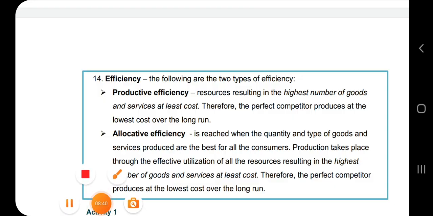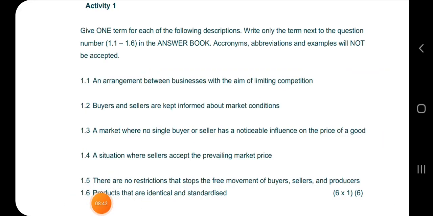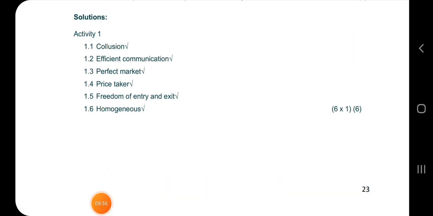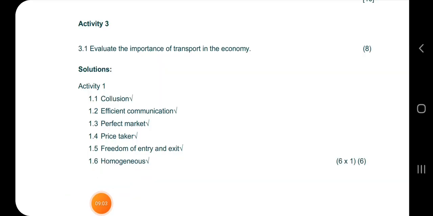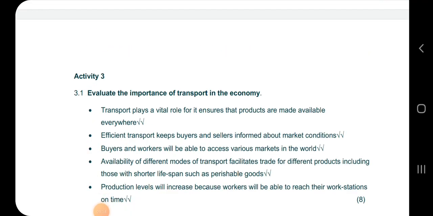Here is a quick activity which you can do, and you can just pause this video, do this activity, and I will pop the answers on screen. And this is the solution to that question. Hope you got it right. Let's do also activity 3. Evaluate the importance of transport in the economy. You can pause the video, do that one, and I will show the answers. And this is the answer to activity 3, evaluate the importance of transport in the economy.